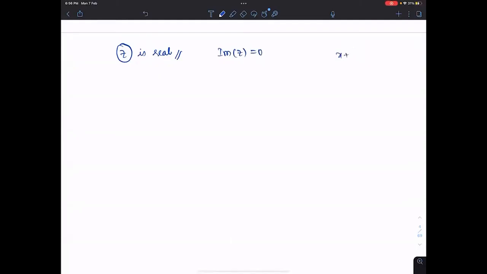So if Z is the complex number X plus IY, what will be Z bar? X minus IY. If you subtract, Z minus Z bar, what do you get? 2IY. That means 2I times imaginary part of Z. So if Z is real, this is 0, so then you will say Z is equal to Z bar. If a complex number is real, then that complex number will be equal to its conjugate.